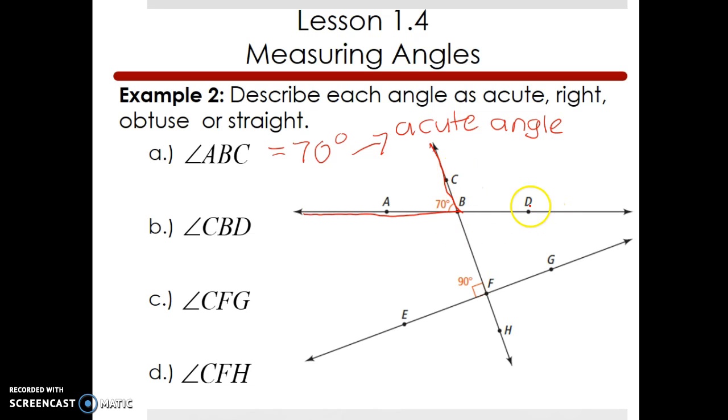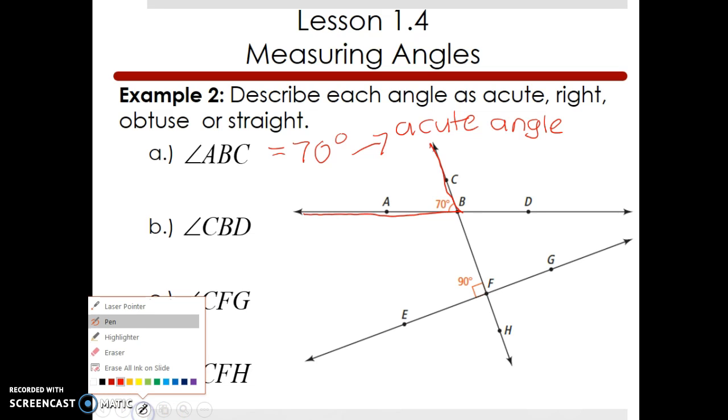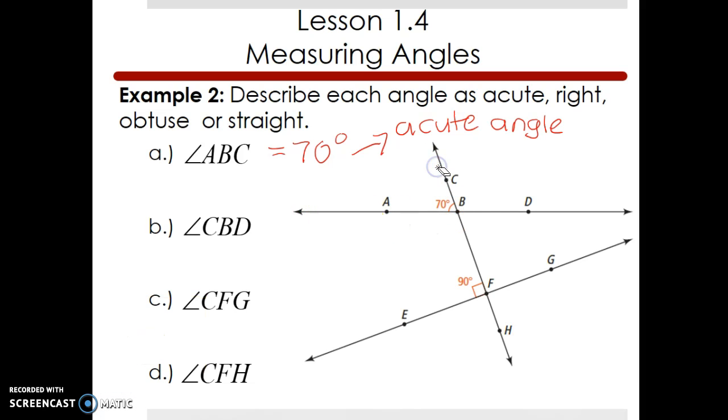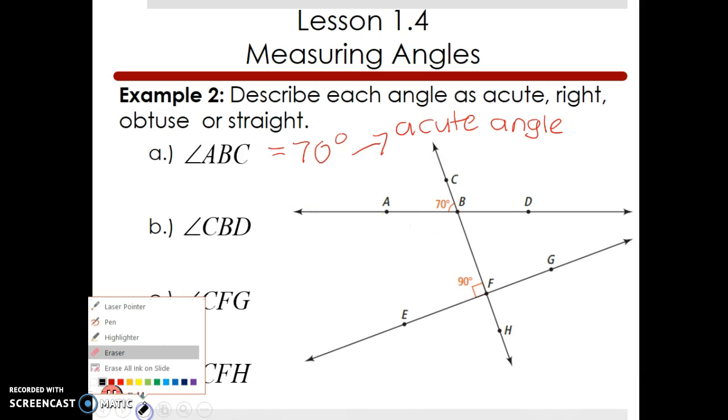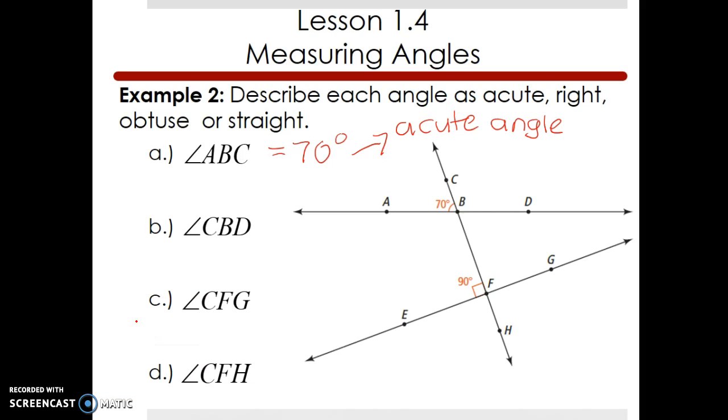Then you have CBD. If you remember from the notes, a straight line is 180, right? Let's not even get into it. Just look at the image. Does this look to you more than 90? But is it more than 180? 180 is a straight line, so it's less than a straight line, but it's more than a right angle. So I'm just going to say this is between 90 and 180. That's going to be an obtuse angle.